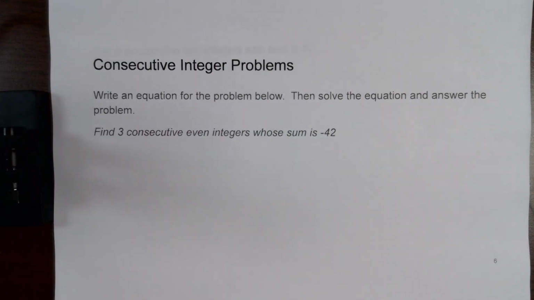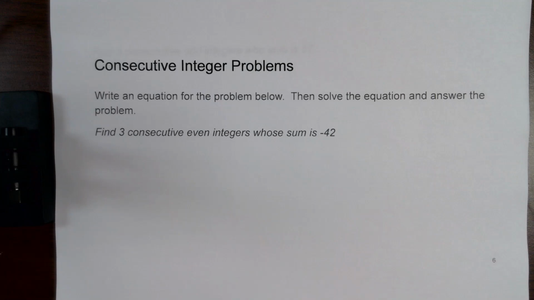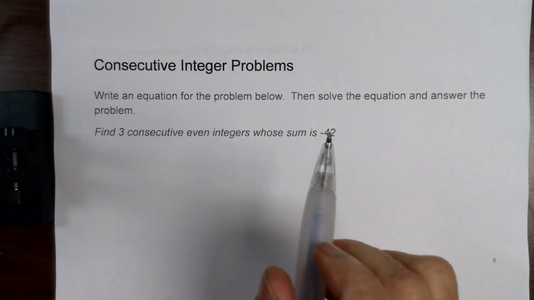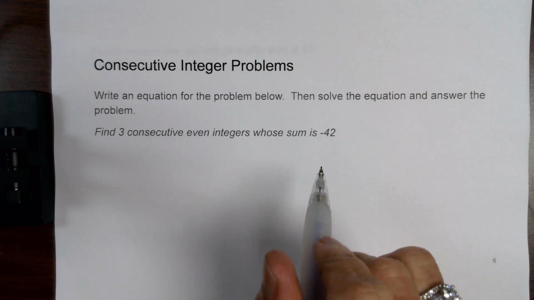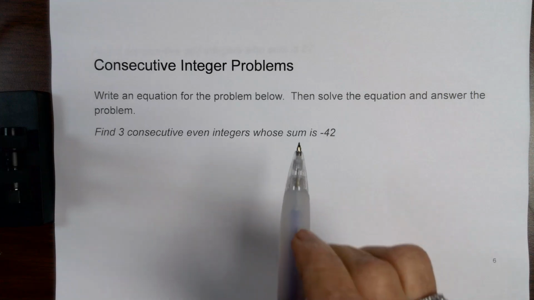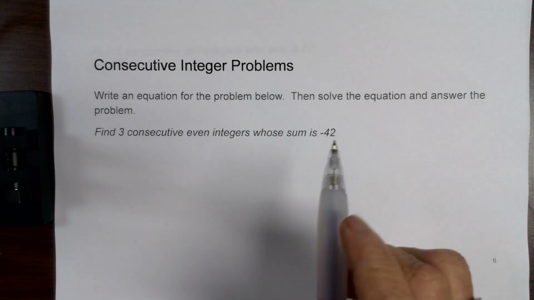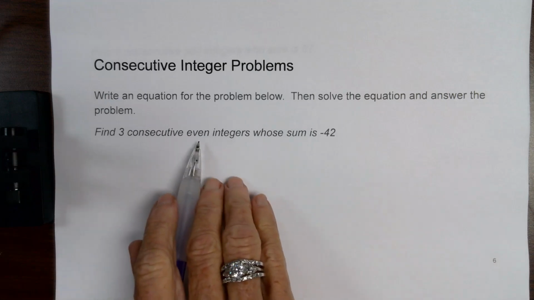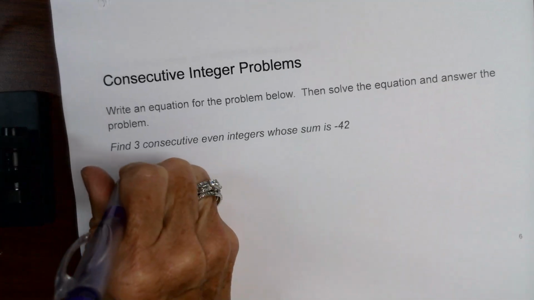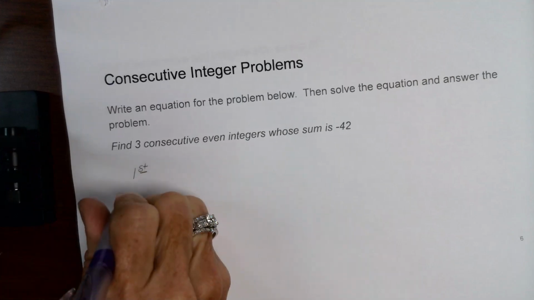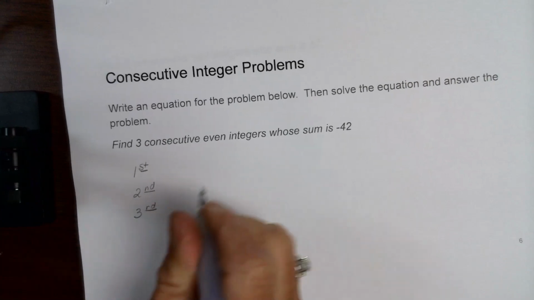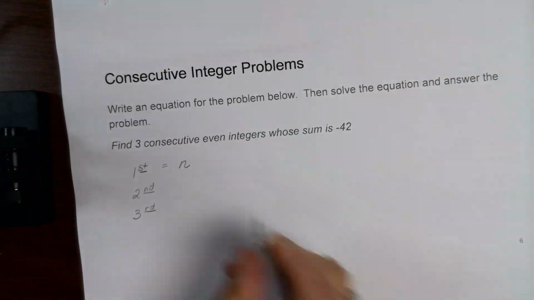You also have what's called consecutive integer problems. Now, a consecutive integer is an integer that's right in a row, like 1, 2, 3, 4. Those are consecutive integers. Or negative 1, negative 2, negative 3. Remember, an integer is a positive or negative whole number. So it says find 3 consecutive even integers whose sum is negative 42. So let's put first integer, second integer, third integer. And let's let the first one be equal to n.